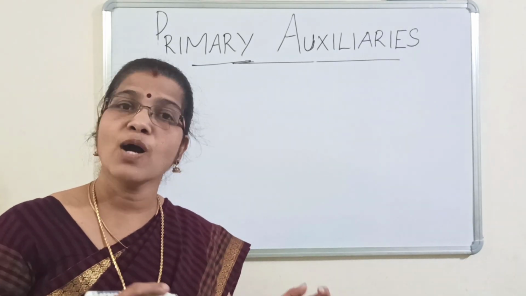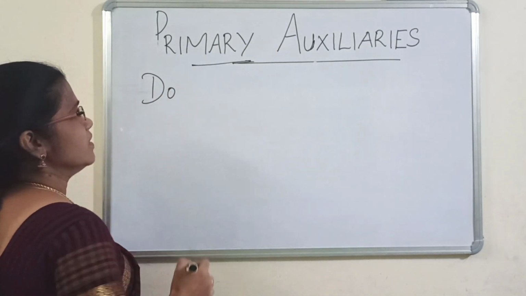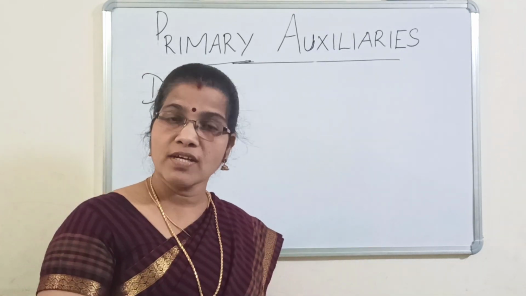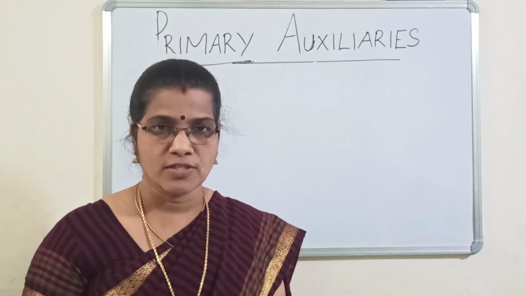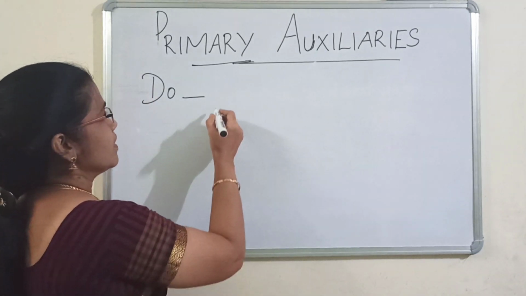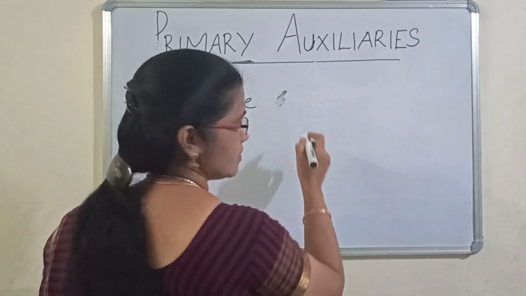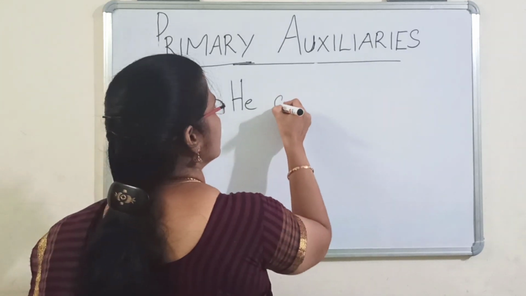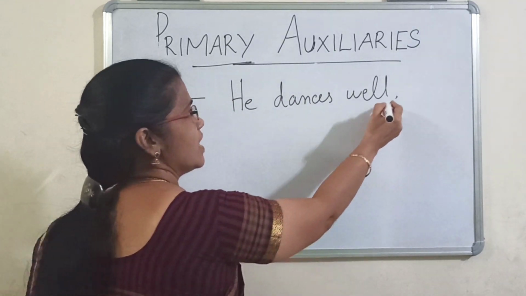Let's now learn how to use do. The usage of do. We use do to make negative sentences, to make interrogative sentences, to give emphasis and to avoid repetition. For example, let's look at the sentence: he dances well. This is an affirmative sentence.